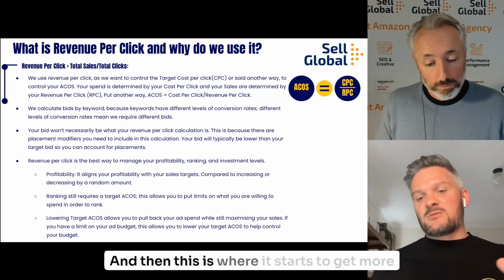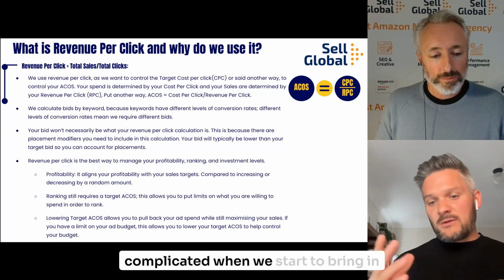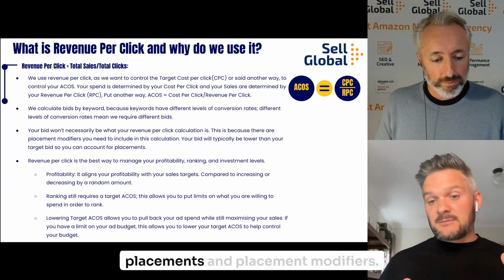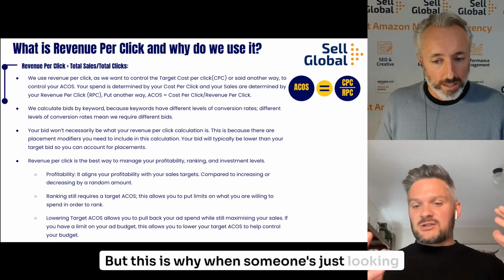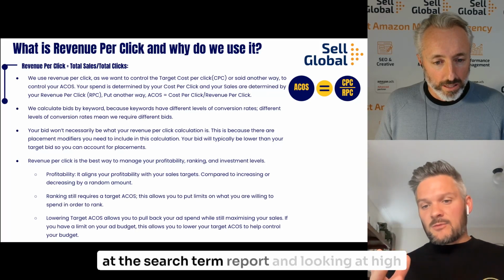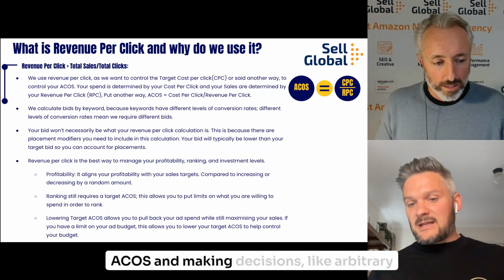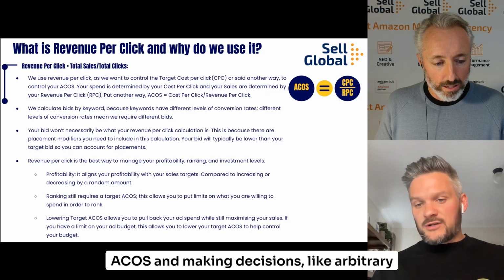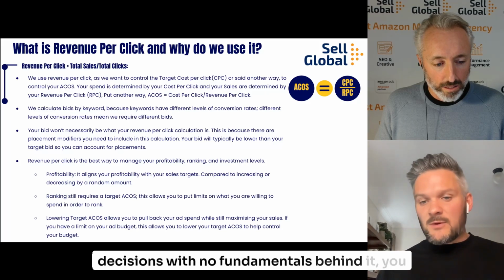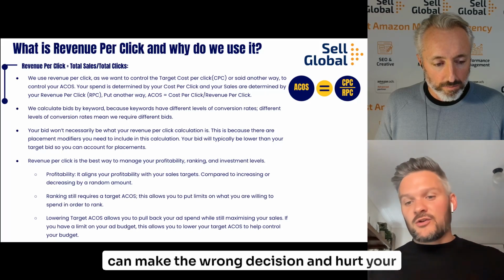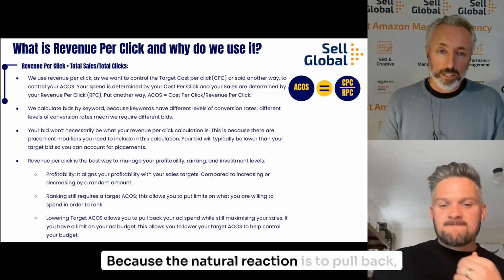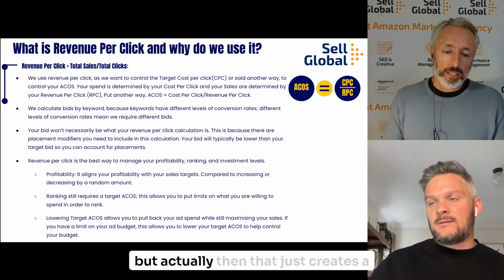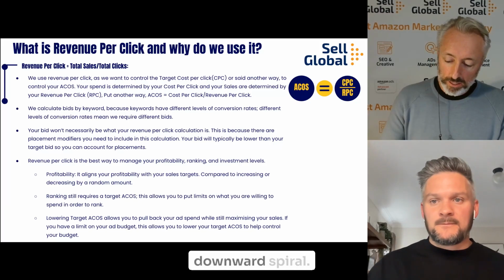And this is where it starts to get more complicated when we start to bring in placements and placement modifiers. But this is why when someone's just looking at the search term report and looking at high ACOS and making arbitrary decisions with no fundamentals behind it, you can make the wrong decision and hurt your account even more. Yeah, that's interesting, isn't it? Because the natural reaction is to pull back, but actually that just creates a downward spiral.